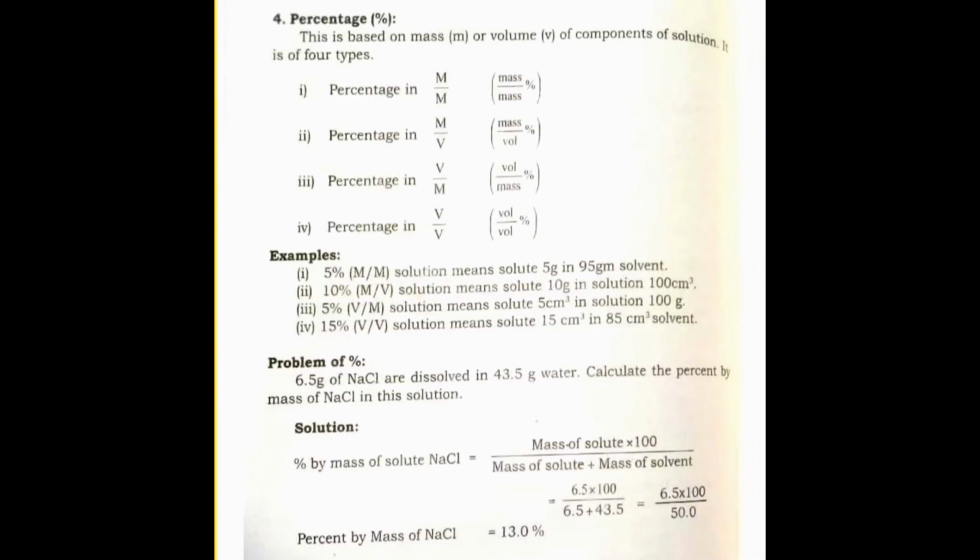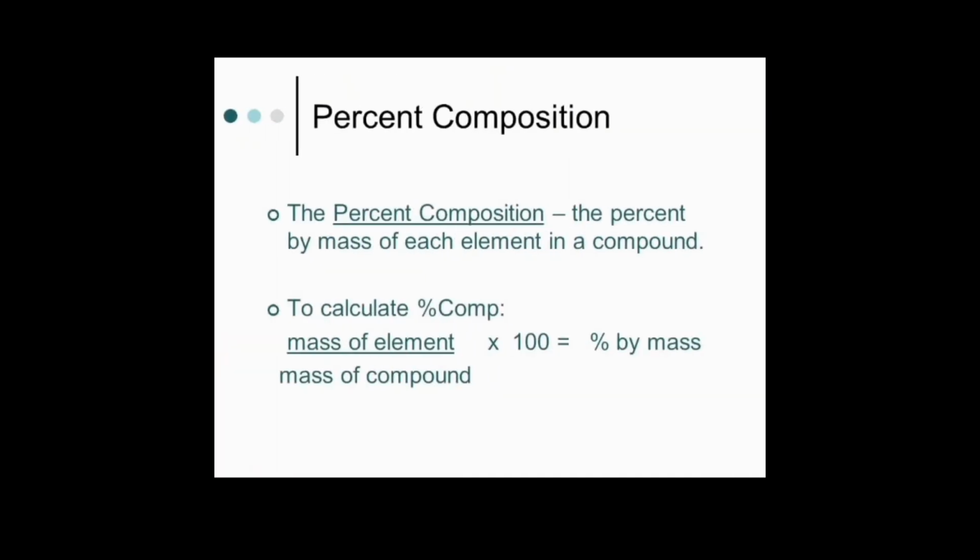Now we will talk about percentage. What do you mean by percentage? This is based on the mass or volume of a component of a solution. It is of four types. Percentage in mass per mass percent means the mass of solute and the mass of solvent. Mass per volume, volume per mass, and volume per volume can also be defined as the percentage component. The percentage of mass of each element in a compound is called percentage.